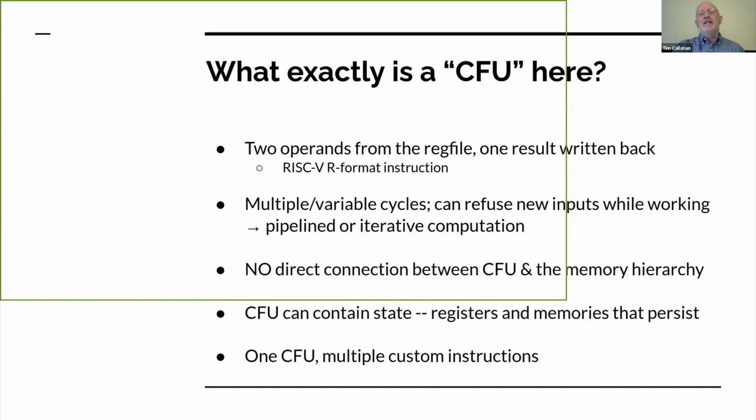Okay, what exactly is a custom function unit here? Because if you've designed a coprocessor or custom function unit or accelerator, you know there's many different ways you can hook it up to the main CPU. So in our case, you can think of it as centered around an R format instruction. You get 2 operands from the register file, you do something with it, and a result comes back that goes back into the register file.